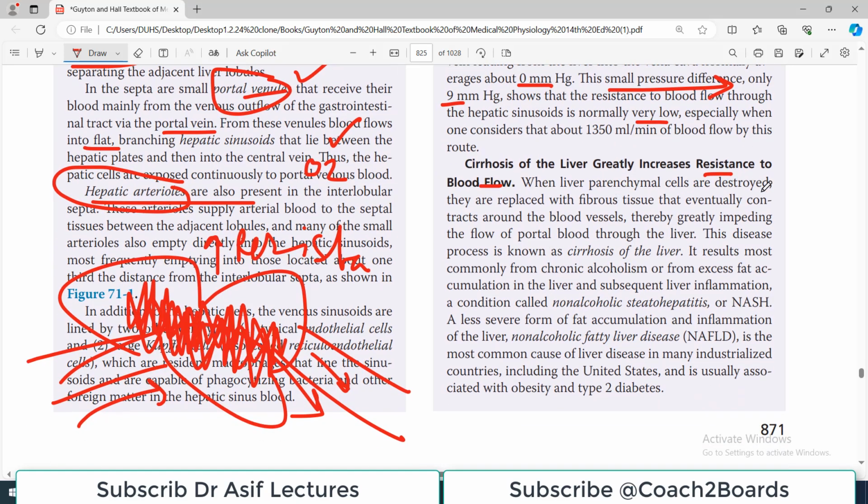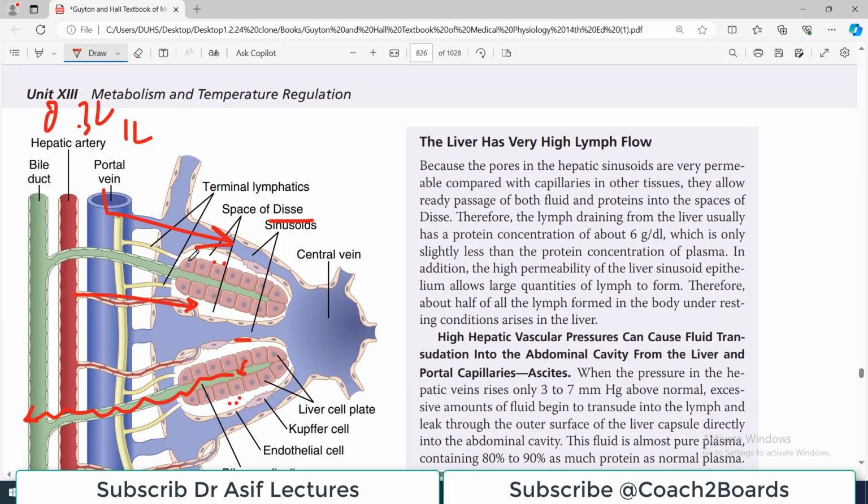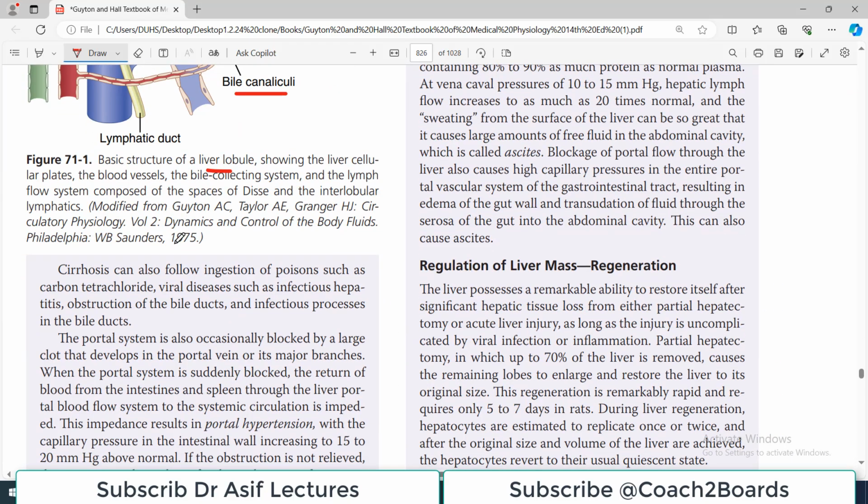When liver parenchymal cells are destroyed and replaced by fibrotic tissue, and this is what happens in cirrhosis, this disease process is known as cirrhosis of the liver. It results most commonly from alcoholism. Alcohol is one cause, then NASH, even malnutrition might happen, and NAFLD. These are all the diseases which lead to cirrhosis of the liver. They are very commonly linked with cirrhosis.